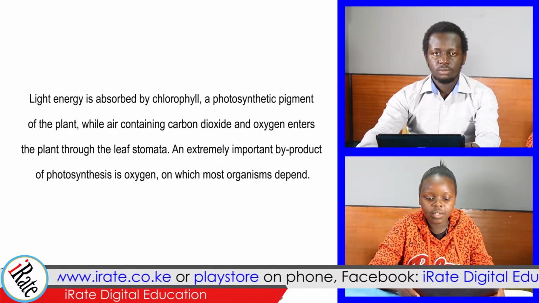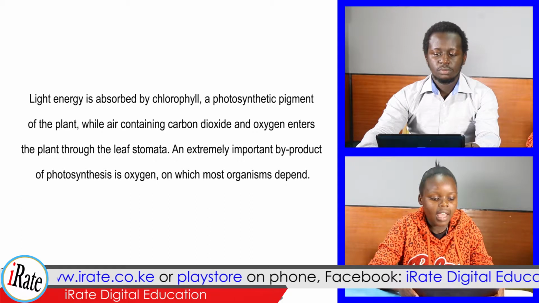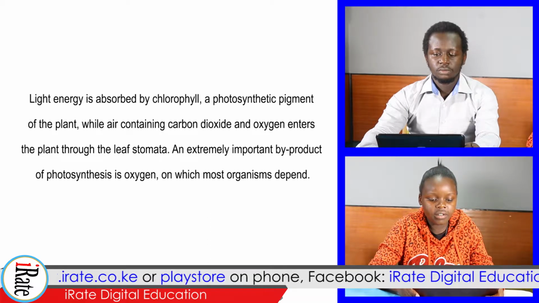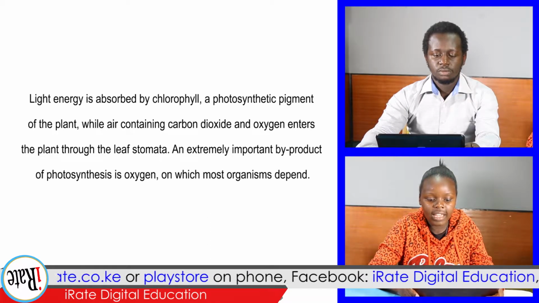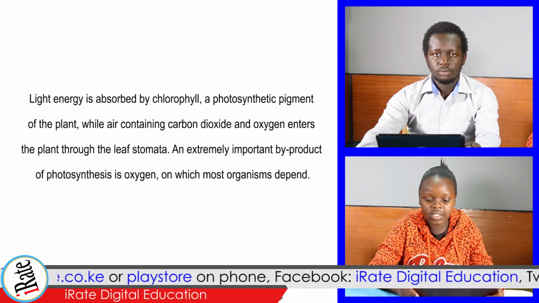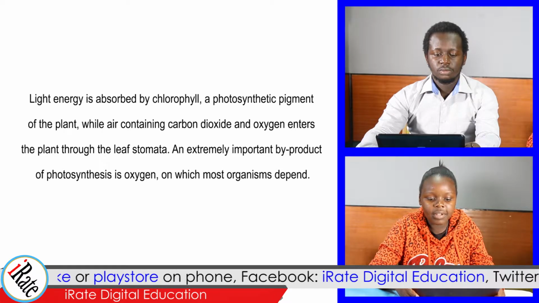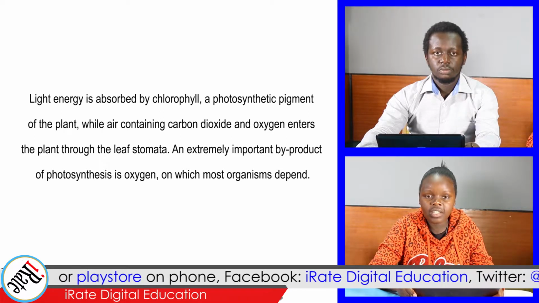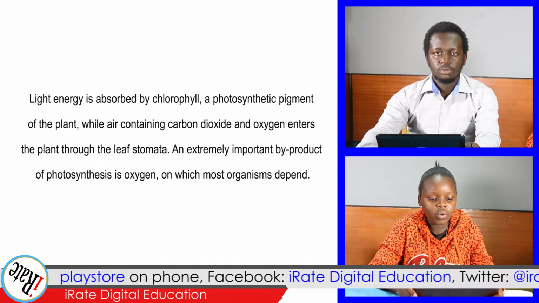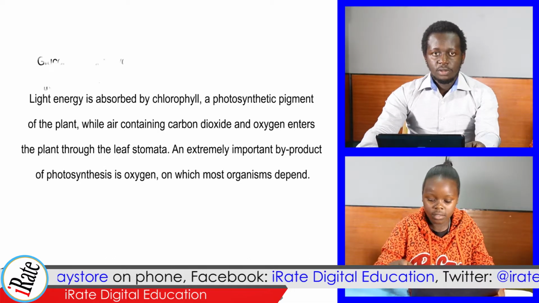Light energy is absorbed by chlorophyll, a photosynthetic pigment of the plant, while air containing carbon dioxide and oxygen enters the plant through the leaf stomata. An extremely important byproduct of photosynthesis is oxygen, on which most organisms depend.